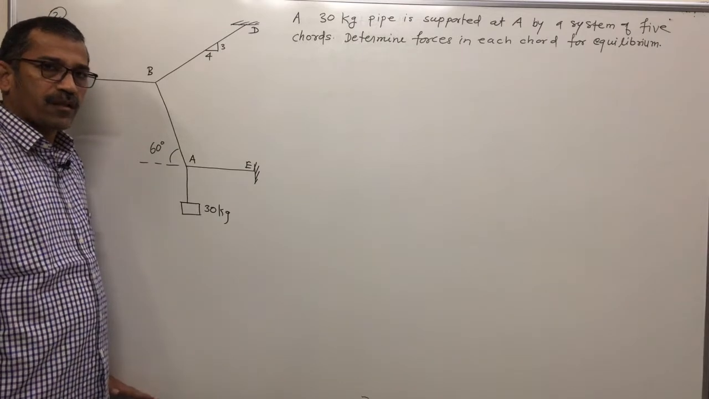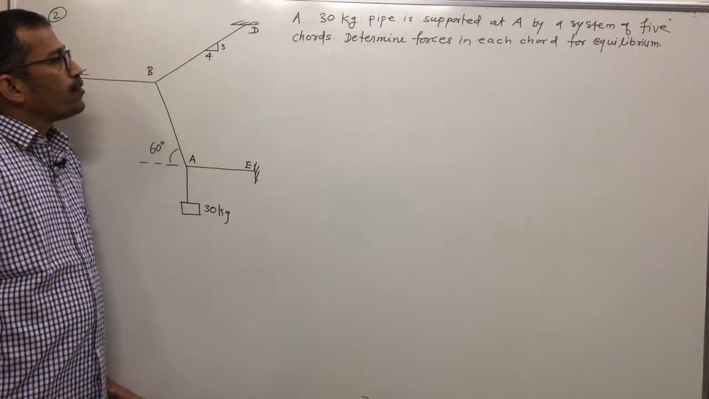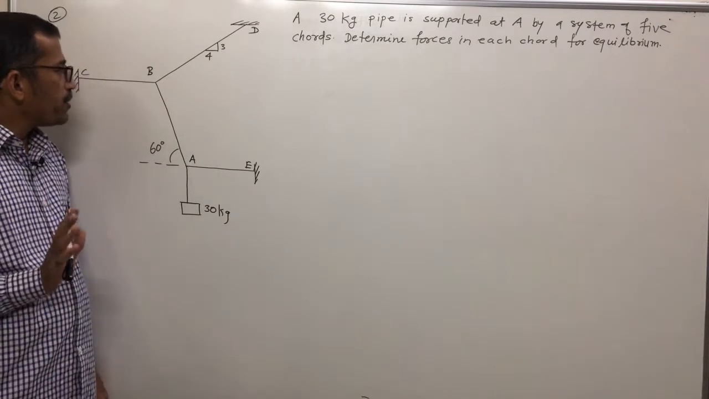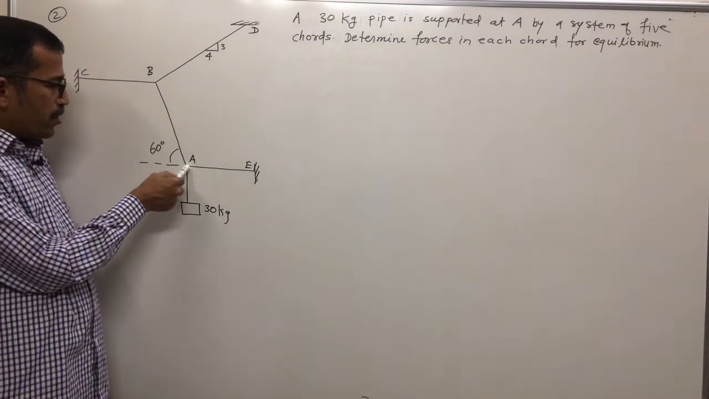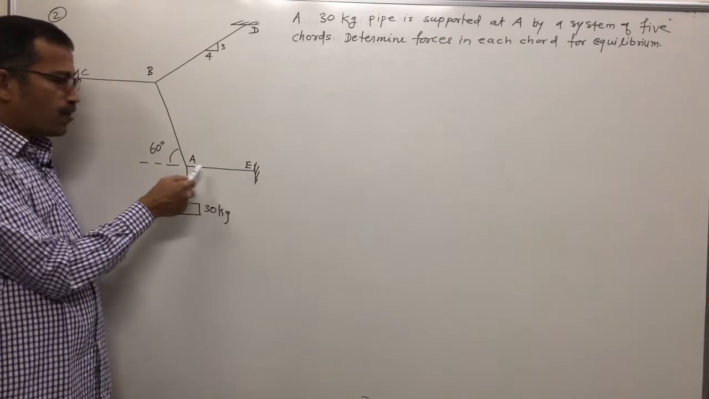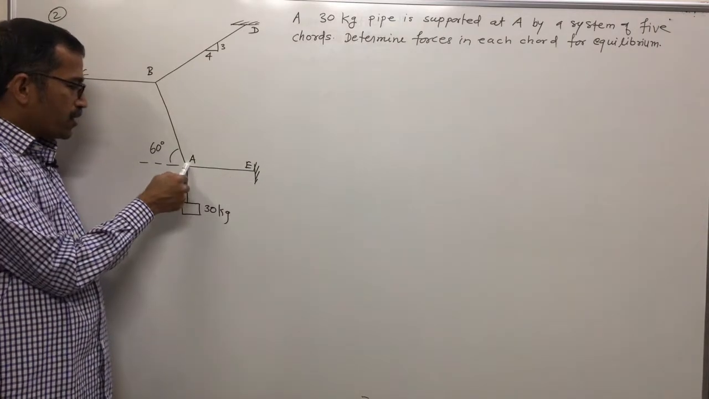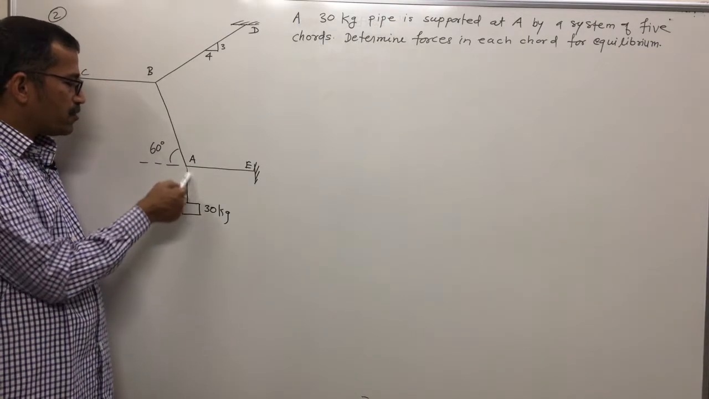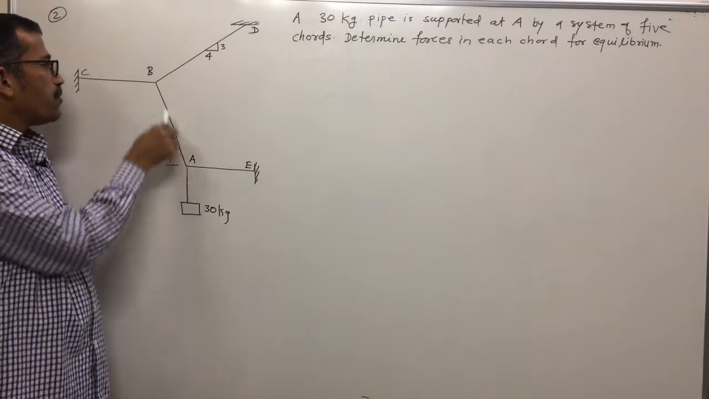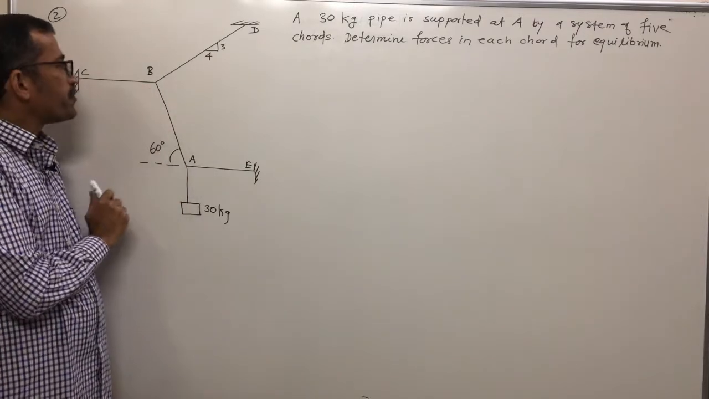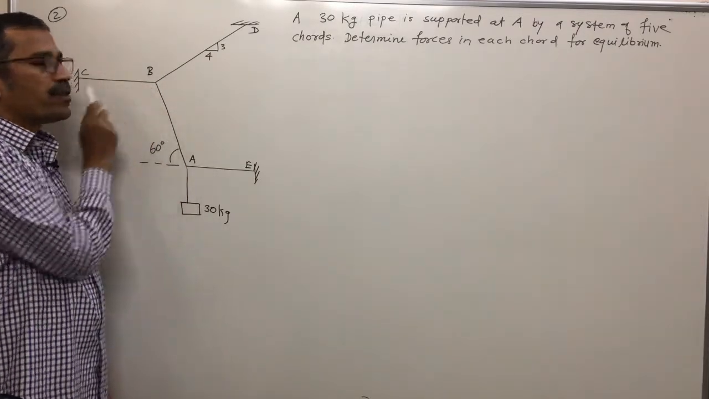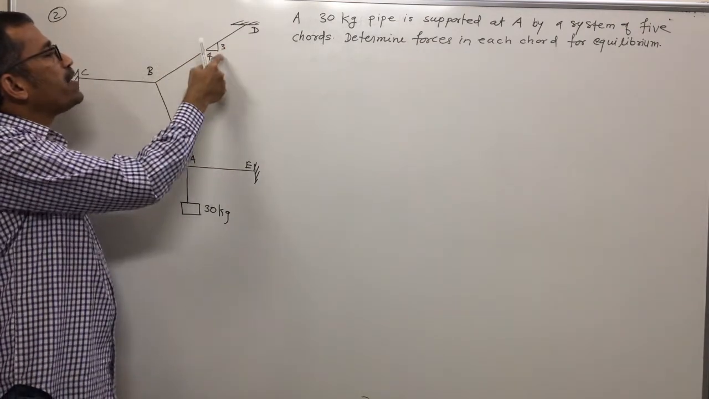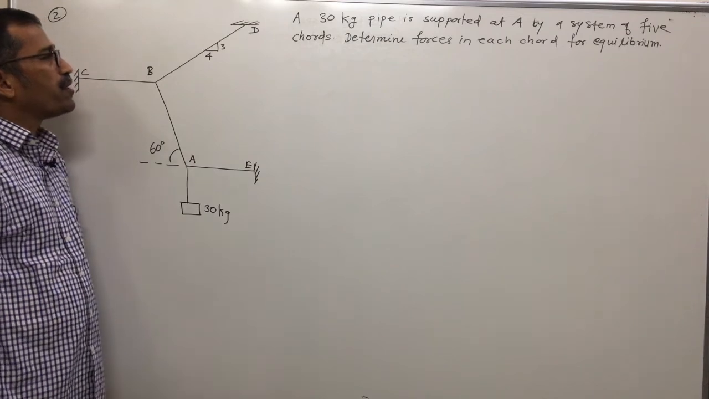Now we will solve the second problem, where the solution is possible using Lami's theorem. See what is given. At point A, there is one horizontal cord, or you can say cable. Here one mass is suspended, a 30 kg mass attached to this vertical string. Then AB is inclined at 60 degrees. BC is again a horizontal cable or cord. BD is inclined and its slope is given, that is 3/4.